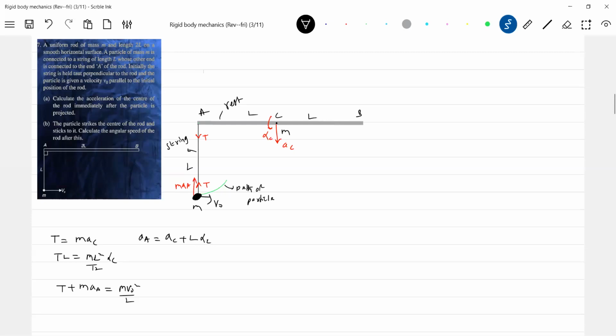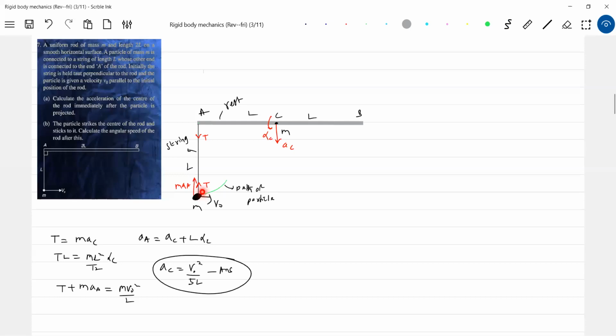V square by 5L. Acceleration of the center of rod, AC, I'll write it. V square by 5L. This will be our answer. Now, part B. Let's see how you think on it.